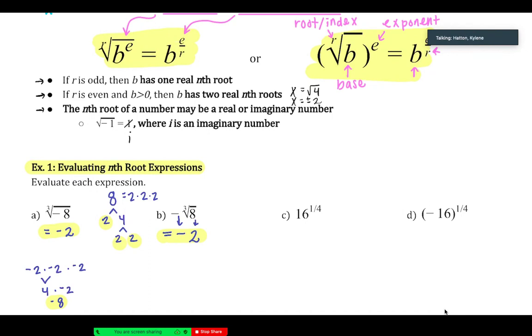So the difference between A and B was that because we were taking the cubed root of a negative number, we needed a negative multiplied 3 times to get that negative inside the radical. For B, we're just taking the cubed root of a positive number, but there's a negative out in front, so a negative just gets brought down.